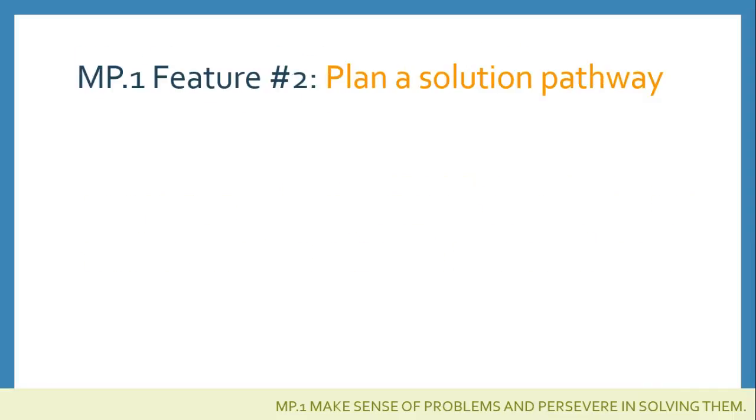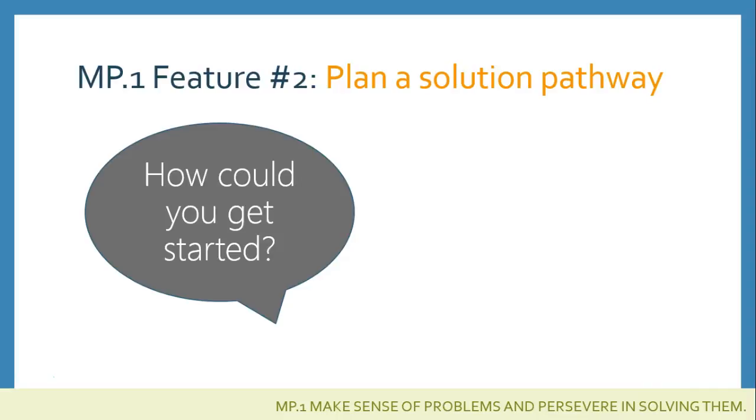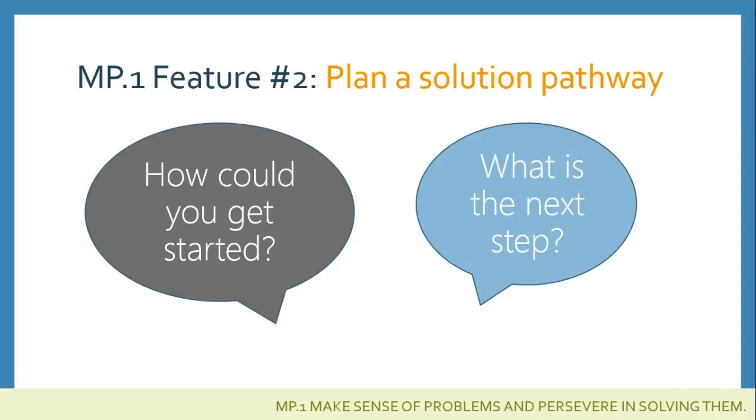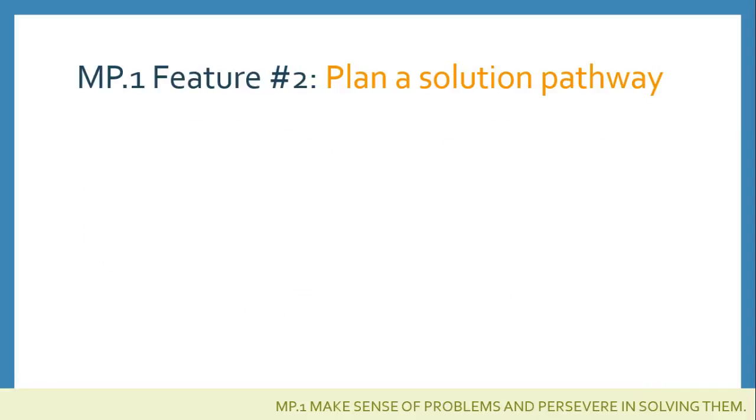Now let's continue to the second feature of Mathematical Practice 1, plan a solution pathway. To encourage learners to plan a solution pathway, you could ask them, how could you get started? And then, what is the next step? For example, at a lower level, students could talk through their steps before solving a one-step word problem to practice the thinking process that they will use when solving these problems independently.